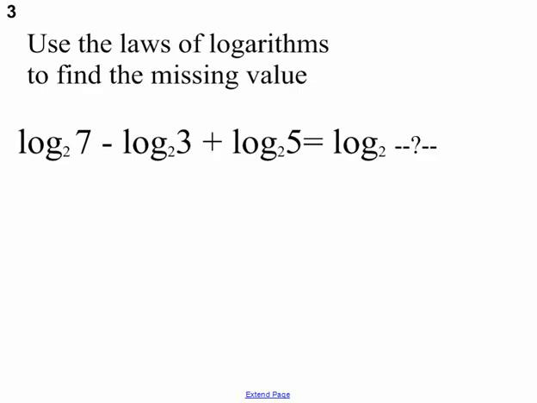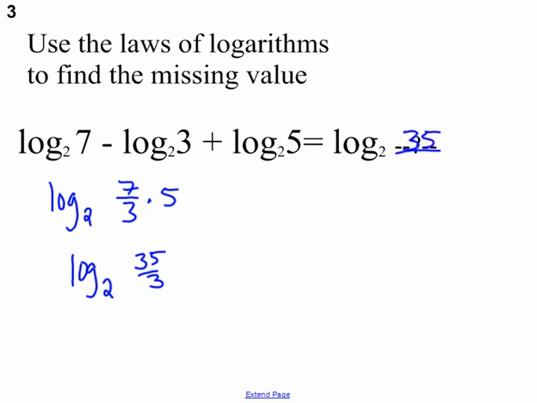All right, same thing here. Again, if you've got this, practice and then restart it and make sure you got the right answer. So this is just going to be log base 2, 7 divided by 3 times 5. And so 7 divided by 3 times 5 is just going to be log base 2 of 35 thirds, which doesn't happen to be a nice number, so my answer is just 35 thirds.